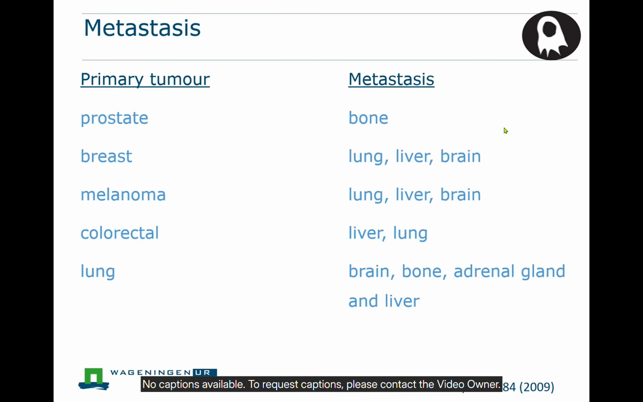So for example, for patients with prostate cancer, we know that if they develop a metastasis, this often occurs in the bone. For breast cancer patients, metastases are mostly found in lung, liver, or brain, and the same is true for melanoma, which is a form of skin cancer, and colorectal cancer, large bowel cancer. If there is a metastasis, it can be mostly detected in the liver and lung, and so on.